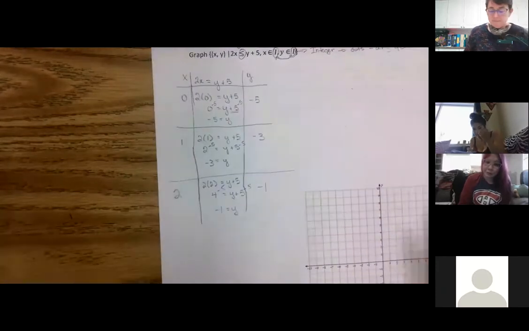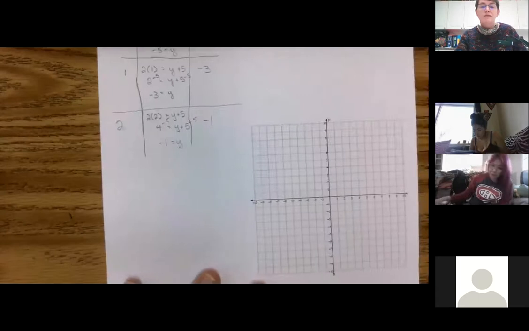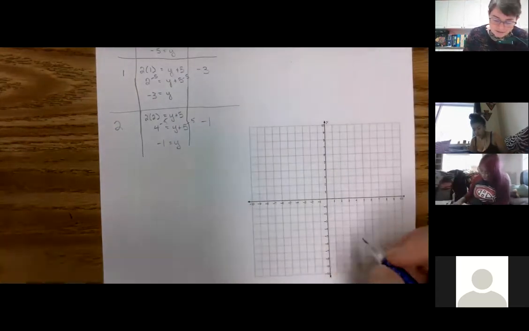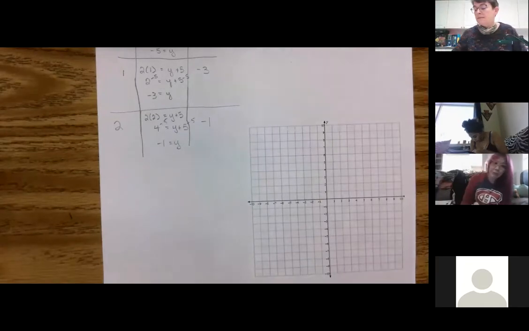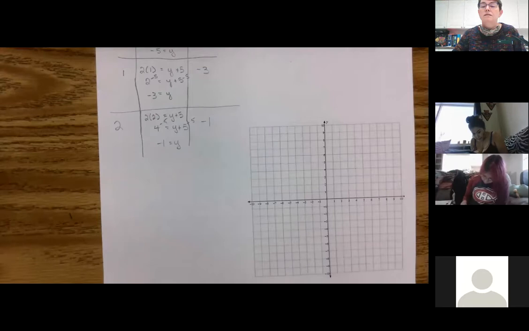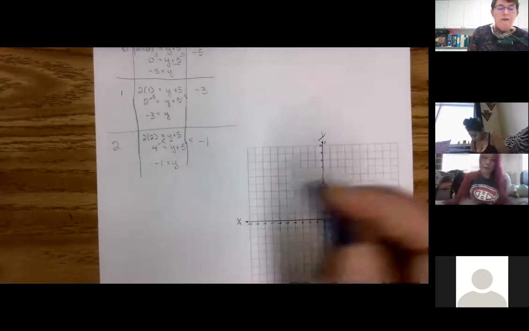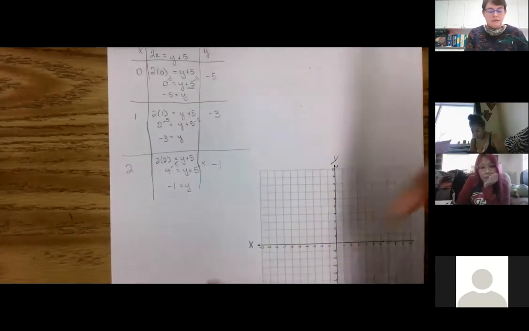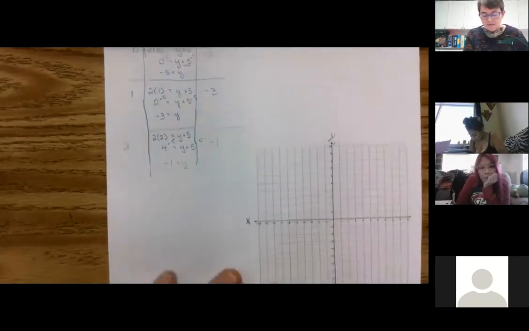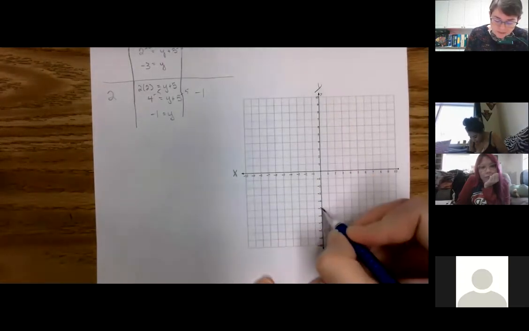And now I'm going to plot them. So 0 and minus 5. All right, you know what? I'm going to pause. You're going to plot. Please go ahead and do that. My first coordinate is 0 and minus 5. So that's 0 on my x-axis, and 0's in the middle. So minus 5 down.